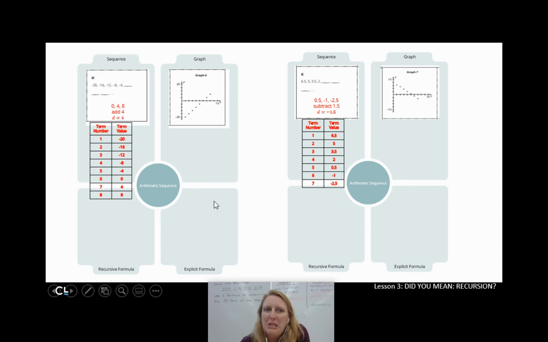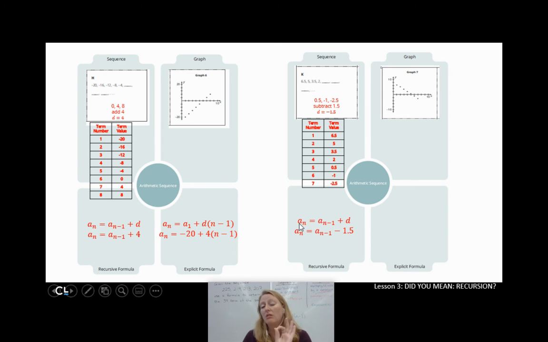More arithmetic sequences. I'm on sequence H, so make sure you find your H. That means my recursive term is a sub n equals a sub n minus 1. Ooh, common difference is 4, so plus 4. My explicit formula then is going to be my first term, negative 20, plus my common difference 4 times n minus 1. Yay. For sequence K, I can already see my common difference is a negative 1.5.